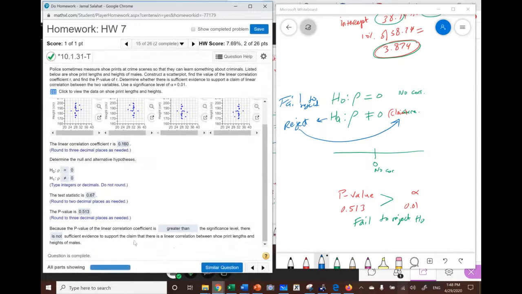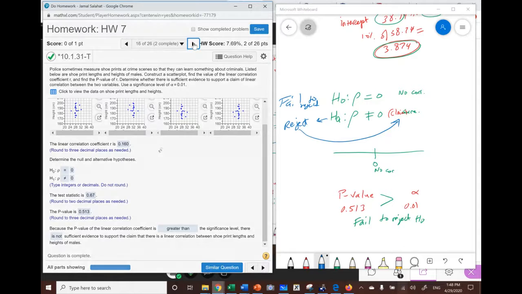I hope that was clear. Again, if the p-value is bigger than alpha, we fail to reject H naught. Fail to reject H naught means that you're going to reject HA. HA happened to be the claim, therefore the claim is rejected. What is the claim? The claim stated up there is that there is a linear correlation. So in this case, there is not sufficient evidence to support the claim that there is a linear correlation.